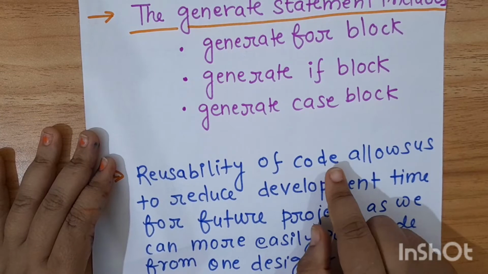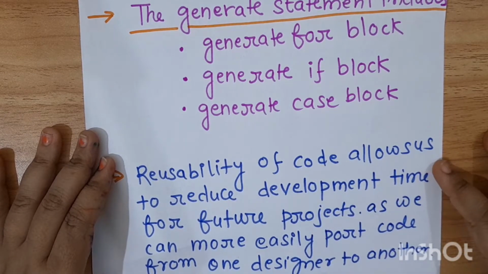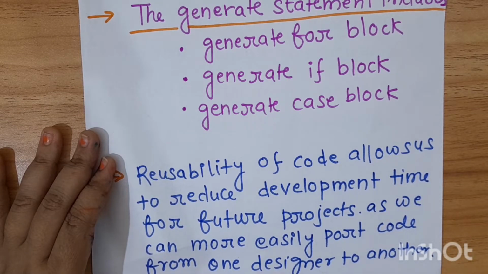The reusability of the code allows us to reduce the development time for future projects. As I said, when I need to add a new feature into the existing code, I can simply make use of the generate statement under a certain condition. I will generate it. If that condition is not met, I will not generate that piece of code. This is all possible in synthesizable code. So this reusability feature is what the generate statement makes available.